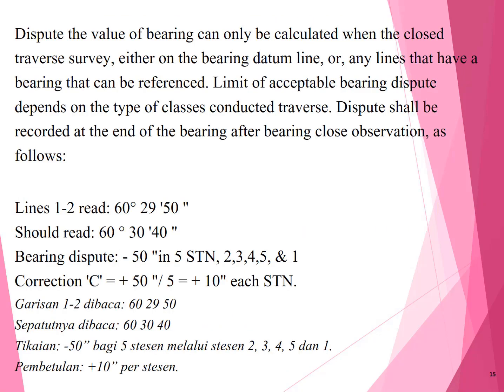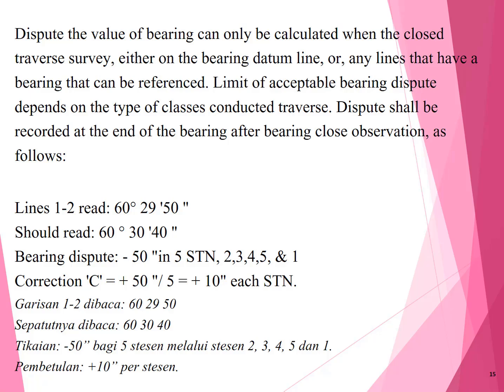The value of the bearing dispute can only be calculated when the closed traverse survey is on the bearing datum line or any lines that have a bearing that can be referenced. The limit of acceptable bearing dispute depends on the class of traverse conducted. Dispute shall be recorded at the end of the bearing after the bearing closing observation as follows. Line 1 to 2 reads 60 degrees 29 minutes and 50 seconds. It should read 60 degrees 30 minutes and 40 seconds.